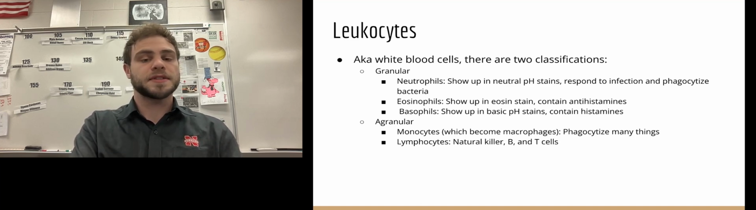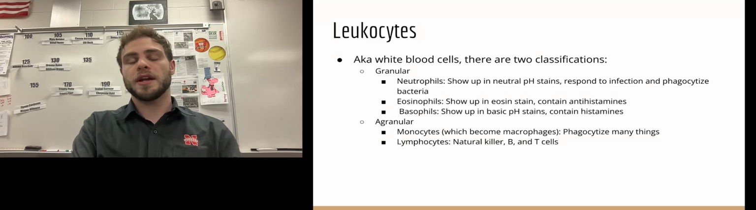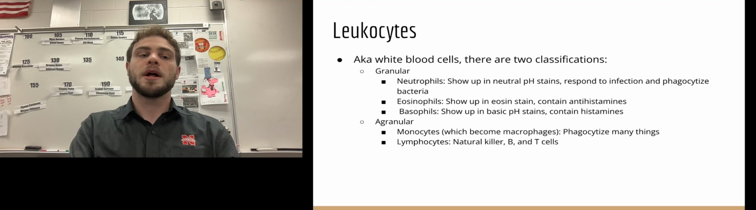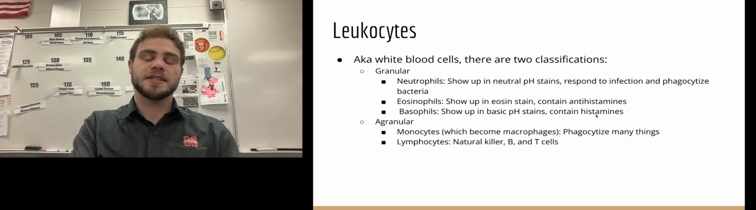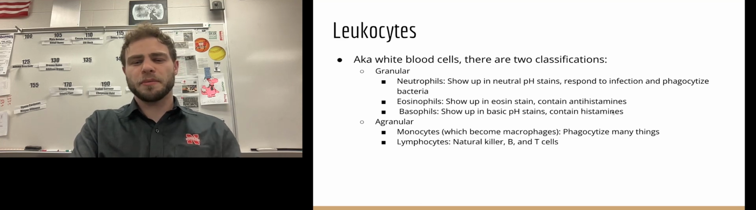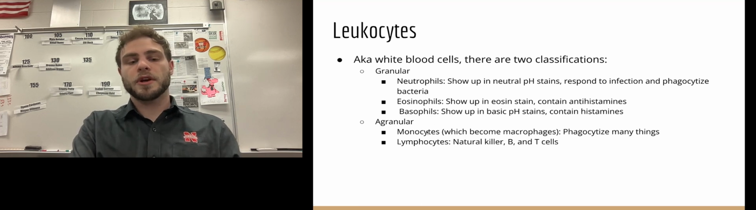Eosinophils are going to show up with a stain called eosin, and they're going to have granules that contain antihistamines, which are basically the opposite of what's contained in basophils, which are histamines. Basophils show up in a basic pH stain, but both of these are going to be associated heavily with the allergic response.